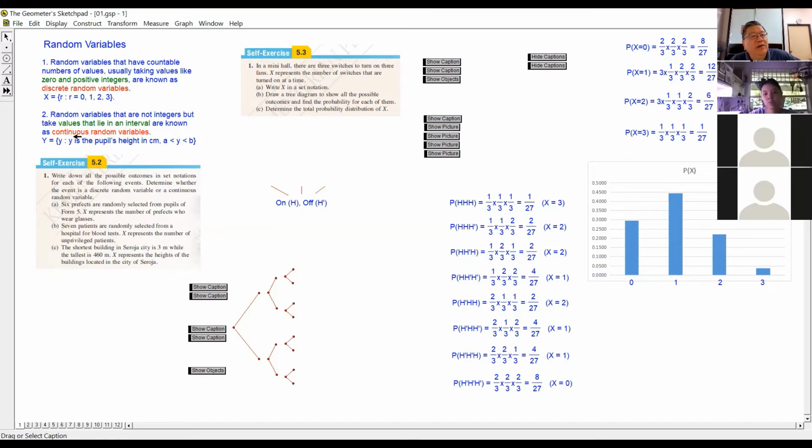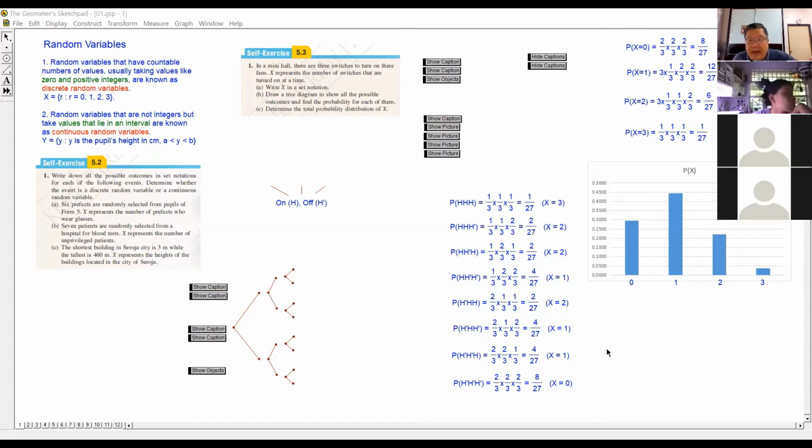Okay, the second is continuous random variable. Now, what is a continuous random variable? Continuous random variables are not whole numbers. They are numbers within a certain range. That means from this number to this number.